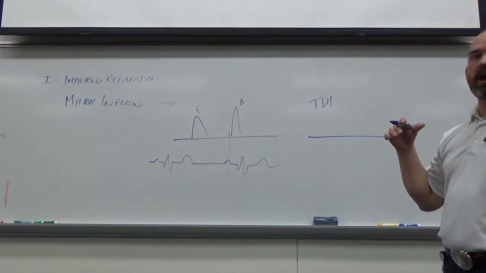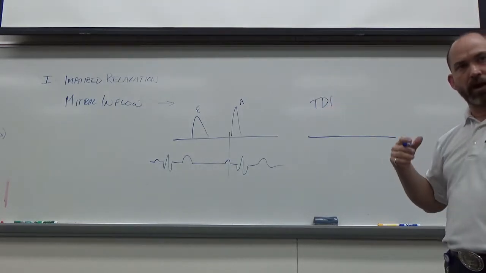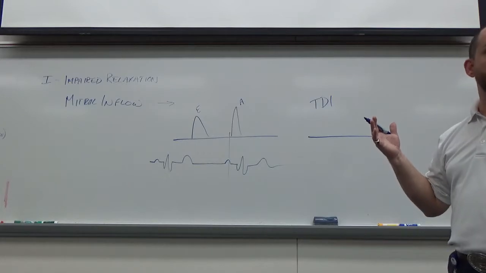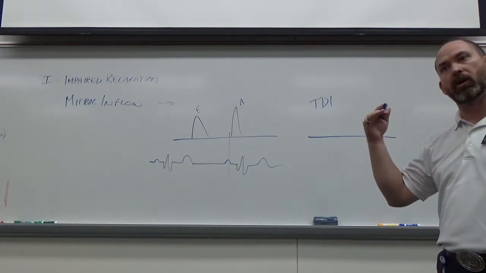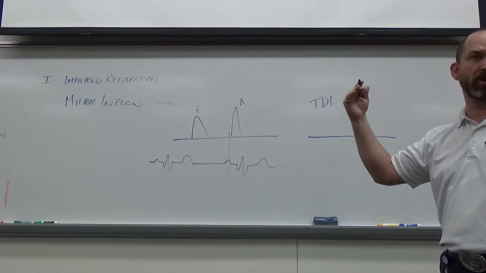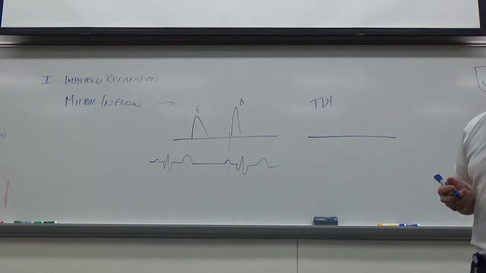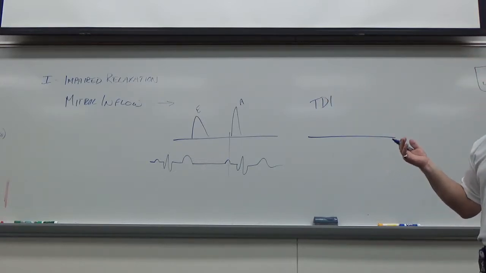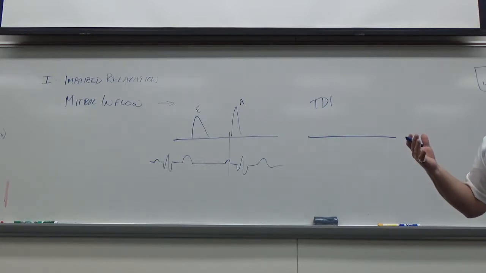Most of these flows are going to be around 80 to 100 centimeters per second, so your scale is going to want to be set probably 100 to 120-ish. Just FYI, if you're struggling with these, you want to set your baseline and your Doppler parameters up before you go into it.